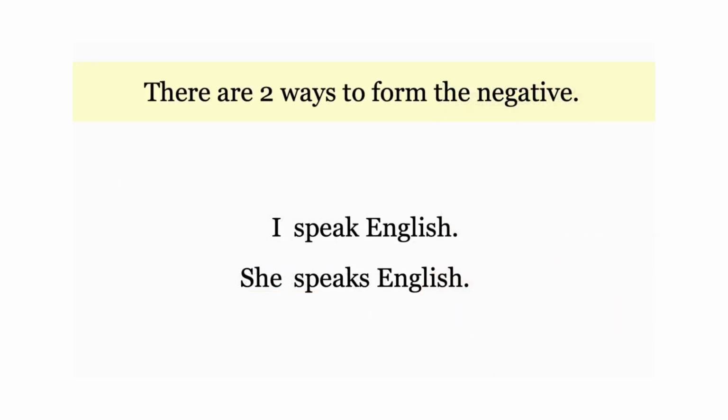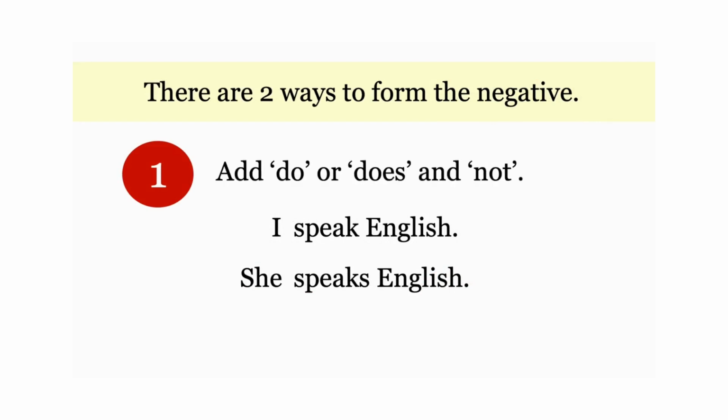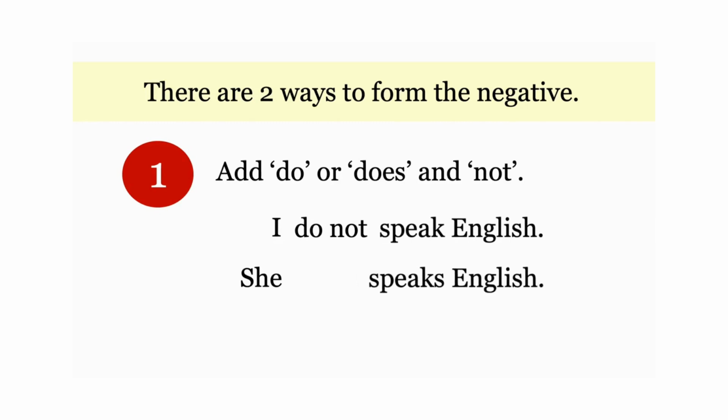Let's look at the two ways to form the negative. The first way, add do or does and not. So I speak English. Remember, it goes between the subject and the verb, so I do not speak English. And she speaks English changes to she does not, but look, speaks, we've got double S, drop that S. She does not speak English.